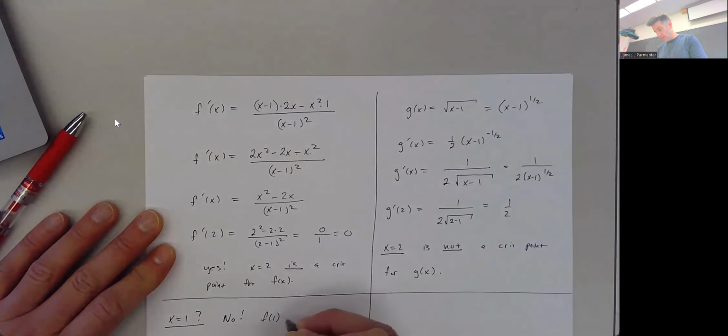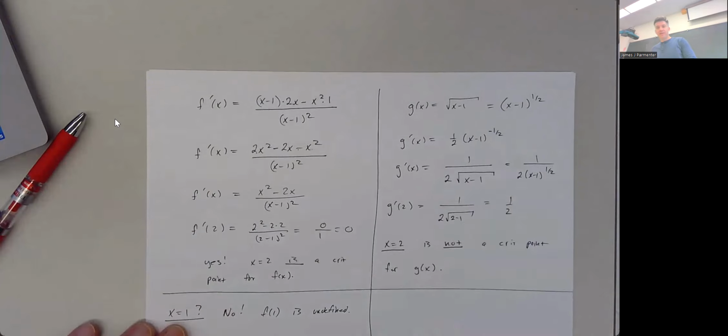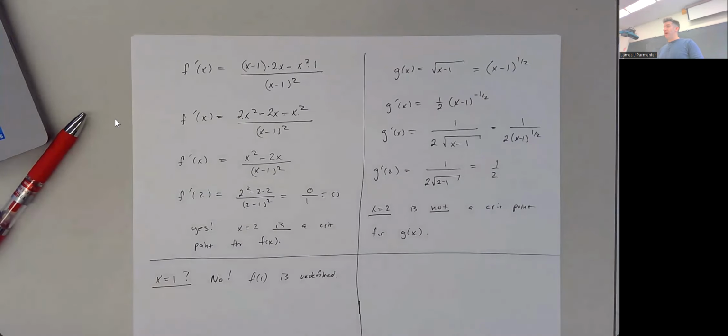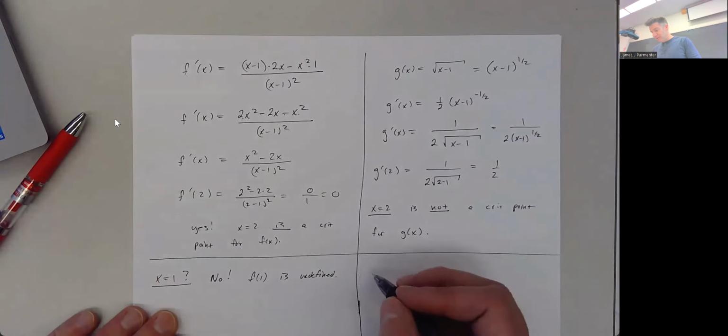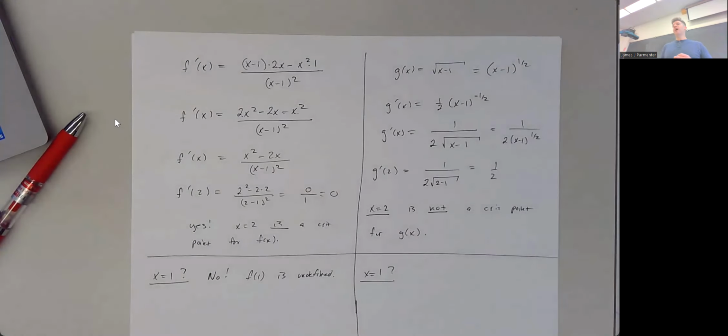f of 1 is undefined. Not f prime, although f prime of 1 is also undefined, but since f of 1 doesn't exist, it can't be a critical point. Okay, now here is the same question for g of x. Is x equal to 1 a critical point for g of x? Thumbs up for yes, thumbs down for no.